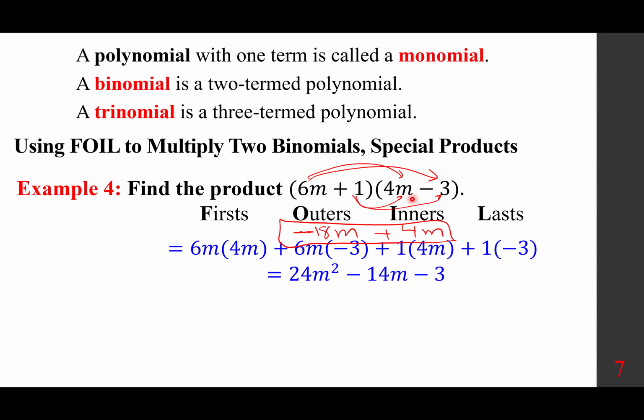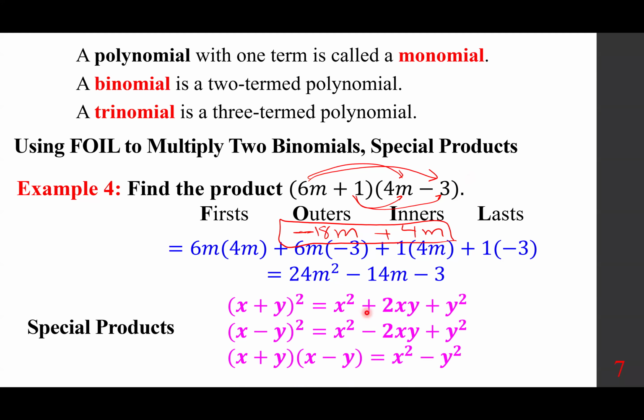The reverse process is called factoring. The reverse process of the product. Special products. X plus y squared is x squared plus 2xy plus y squared. X minus y squared is x squared minus 2xy plus y squared. X plus y times x minus y, those are called conjugates. X squared minus y squared.